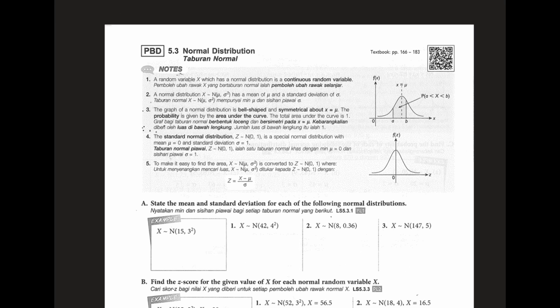a random variable x which has a normal distribution is a continuous random variable. What is important here is that you have to know that normal distribution is a continuous random variable. So what is continuous again? Continuous is something that you get from measuring.